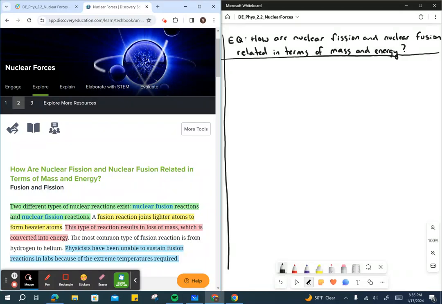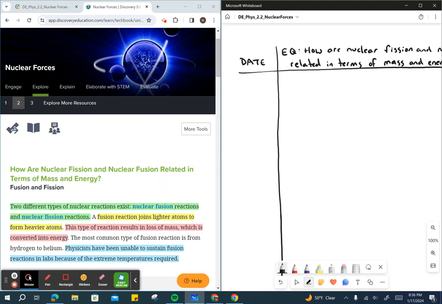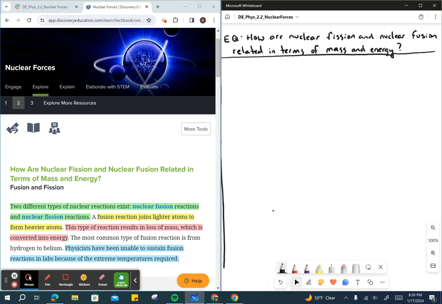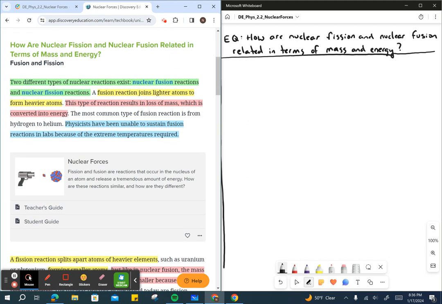Okay, let's start with Explore number 2 of nuclear forces. And just to remind ourselves, this is related to our Discovery Education physics 2.2.2, right? All right, so the essential question we have written up at the top is simply what you see here on the left in green. How are nuclear fission and nuclear fusion related in terms of mass and energy?